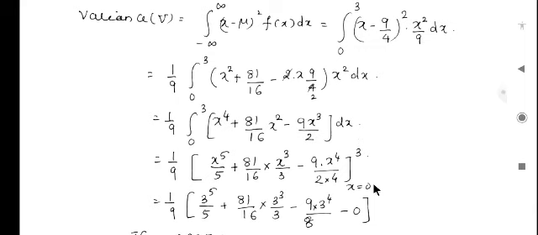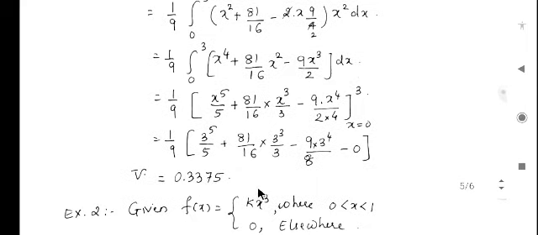Substitute the limits. Now you can clearly observe for the lower limit, when x is 0, the answer is 0 because all terms contain x. Now for the upper limit, when you substitute and simplify, the variance is 0.3375.